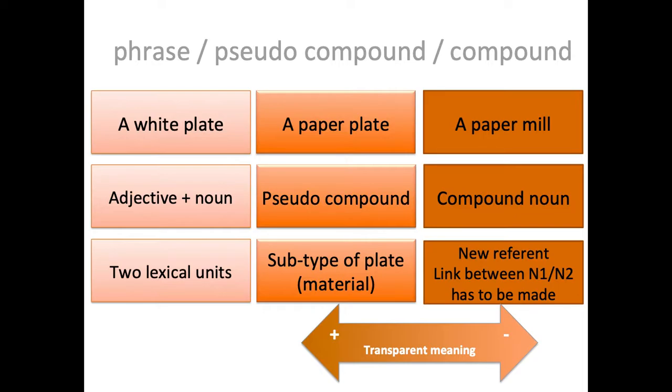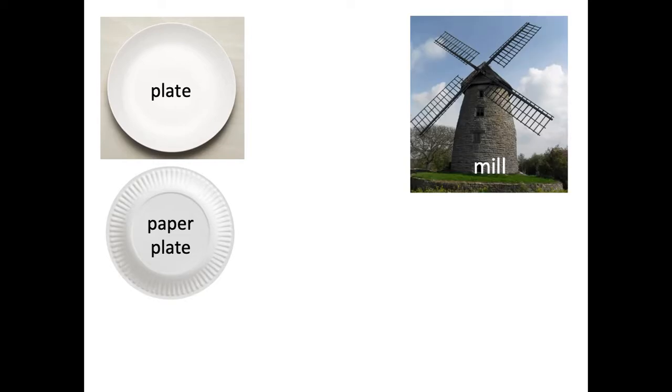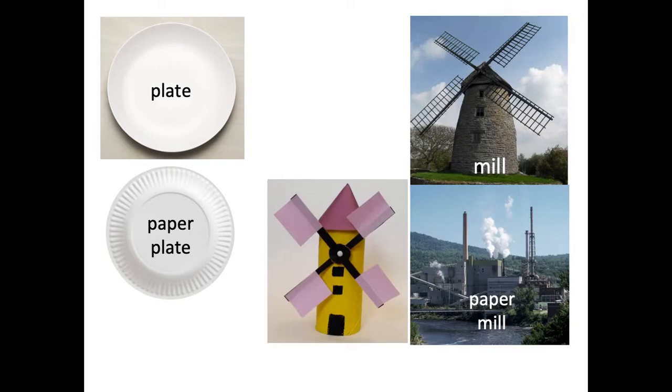Now, to make this a bit more clear, let's look at examples in pictures, right? So here's a plate, and now here's a paper plate. You will agree with me that these two things are the same, right? Whereas if you think about a mill, you're likely to visualize it like this. Now, this is a paper mill, it's completely different. A new referent, a new meaning is created, okay? Now, if paper mill was transparent, this is what it could be pictured as, okay? But this is not what it means, right?